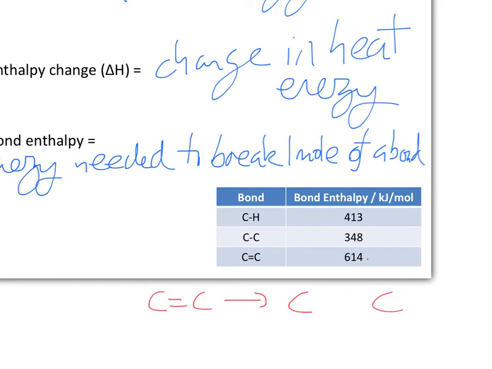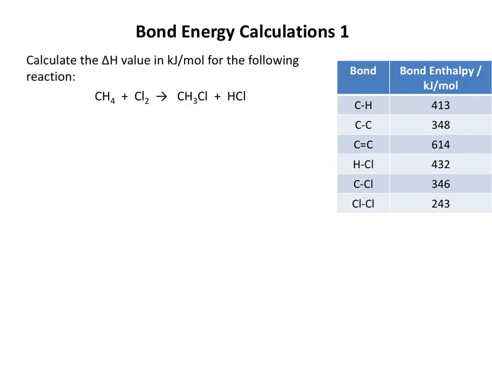All you need to be aware of is that these values represent the amount of energy put in to break the bonds. Now, if the bonds are made, this is the energy that is released when the bonds are made. So we are going to use these values in order to calculate whether a reaction is exothermic or endothermic.